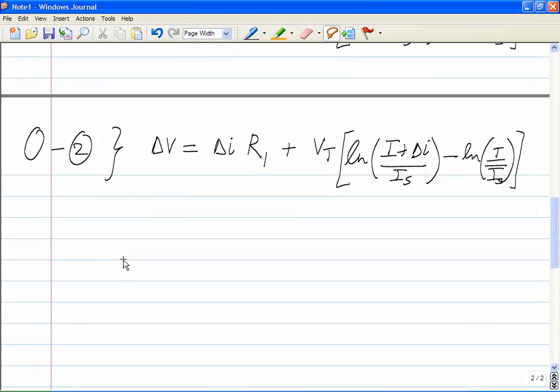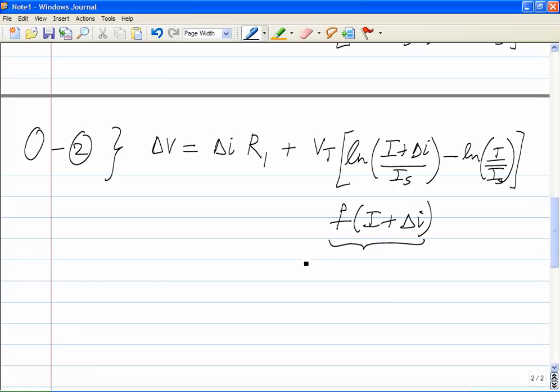Please note that this is some function f of I plus delta I. This f of x happens to be ln x. So you know the value of a function at a point, and you want to find the value of the function at a point very close to this point. So who is going to help you?